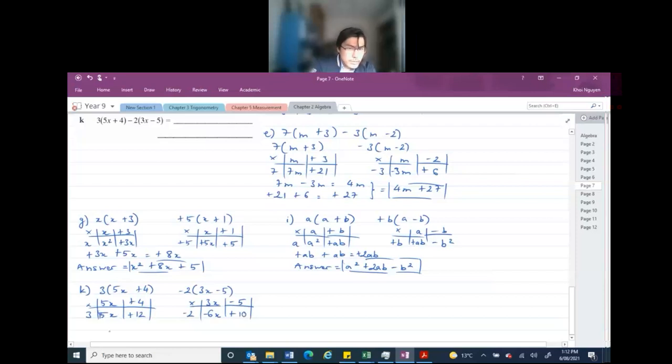So here we have 15x minus 6x, well, that's going to be 9x, and plus 12 plus 10, that's plus 22. Combined together, we have 9x plus 22. And that is our final answer.